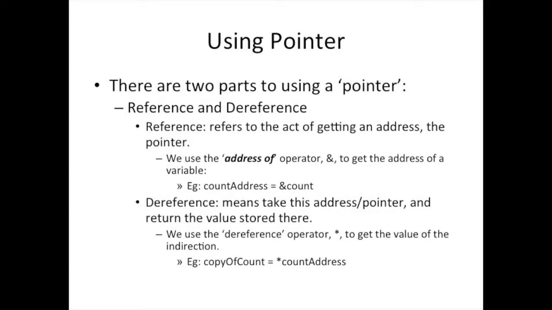Well, I need to say I want to get the address of a variable, and for that, there's something called the address of operator, which is just like you have the plus operator and the negative operator, multiply operator, or subtract operator. Same thing. So this is a symbol that is used in conjunction with a variable to say, I want the address of this variable, which means give me the pointer for this variable.